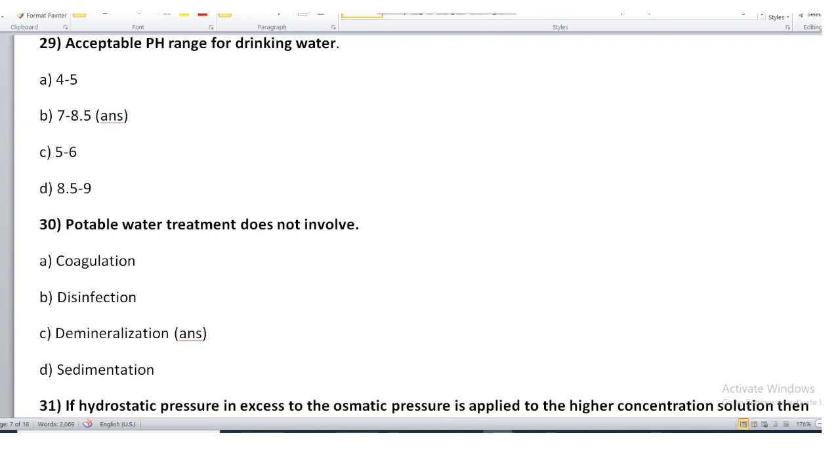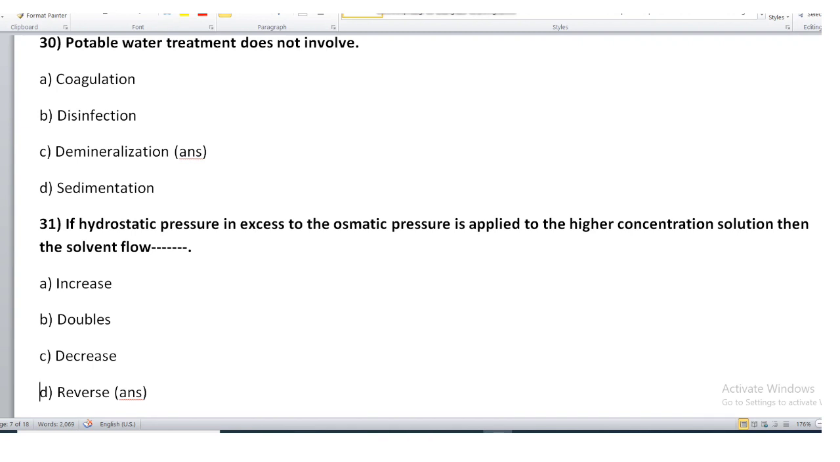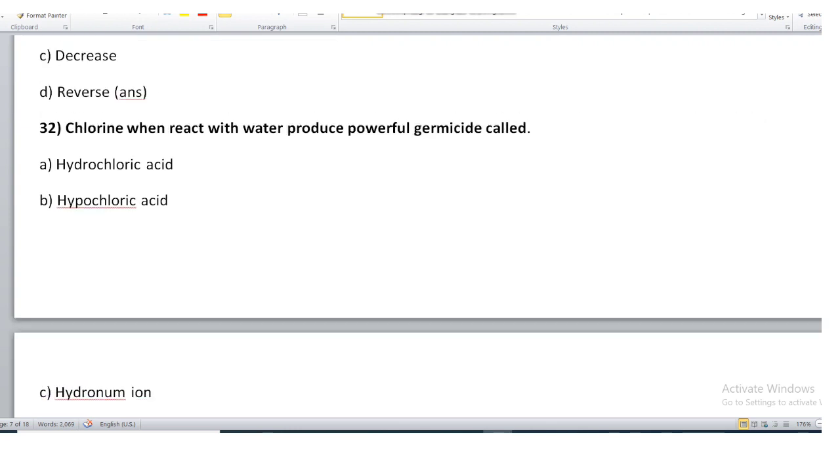Potable water treatment does not involve C, that is demineralization. It includes coagulation, disinfection and sedimentation, but demineralization is a treatment for softening of hard water. Then, if hydrostatic pressure in excess of osmotic pressure is applied to the higher concentration solution, then the solvent flows in reverse. This is the principle of the reverse osmosis process.